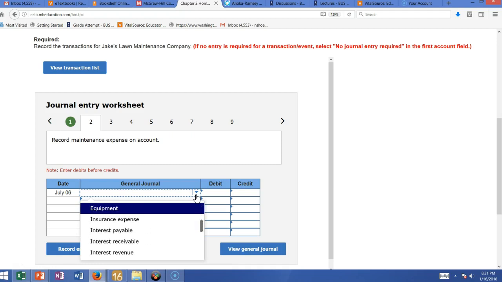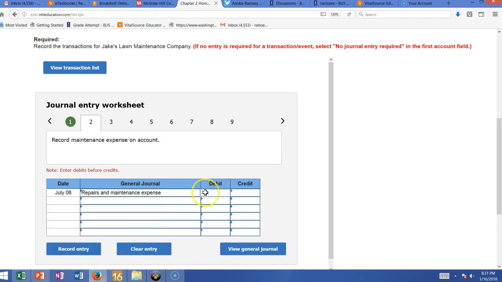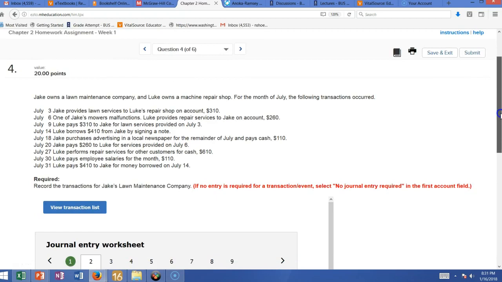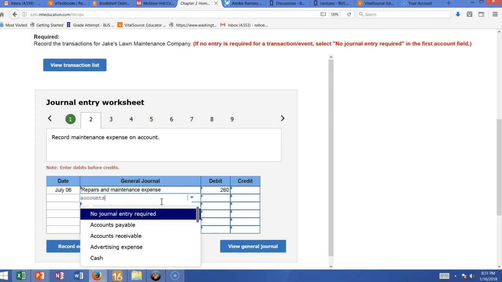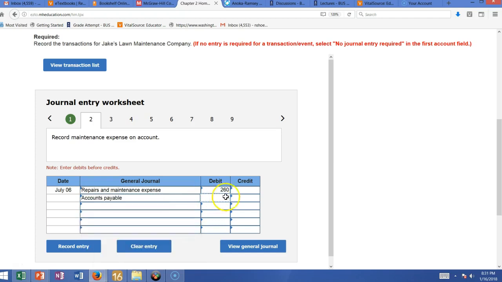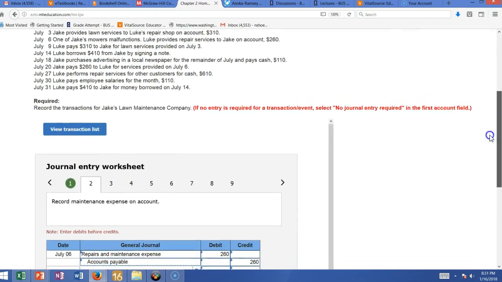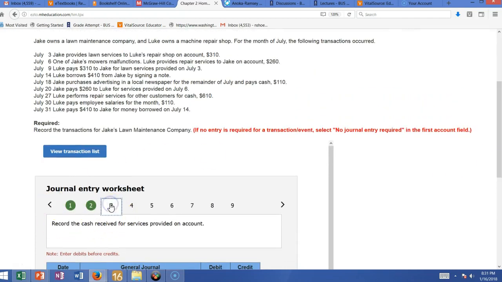So really we're doing both viewpoints? Not here. This one we're focusing on Jake. Okay? Probably repairs and maintenance expense. And that's for how much? $260? And this would be an accounts payable. Right? $260. So you guys see what I'm trying to do? You go to each one of these and click it to understand the concept, okay?